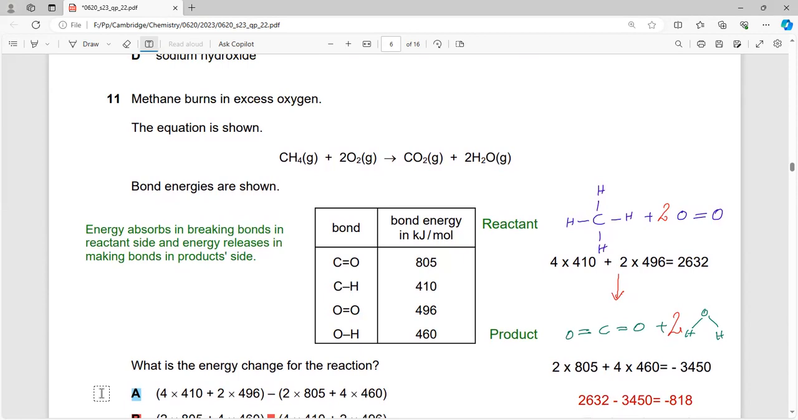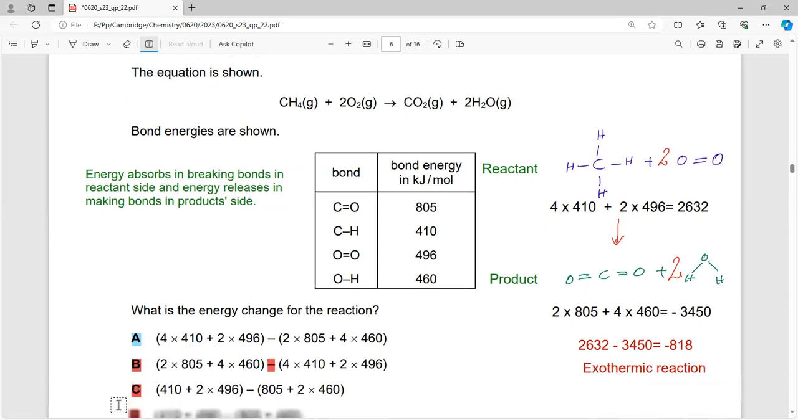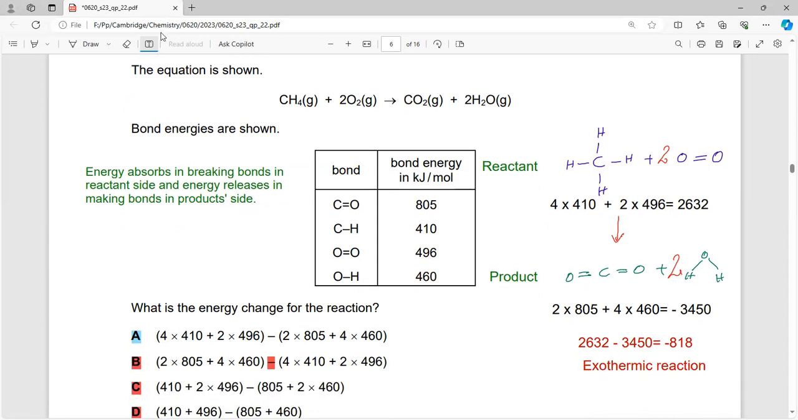Methane burns in excess oxygen, and the equation is given there. Methane reacts with oxygen and produces carbon dioxide and water. The total energy in the bonds is called the bond energy, and we need to calculate the correct bond energy. The bond energies are shown in the table. Carbon and oxygen, a double bond, is 805. Carbon and hydrogen is 410. Oxygen is 496, and oxygen and hydrogen is 460.